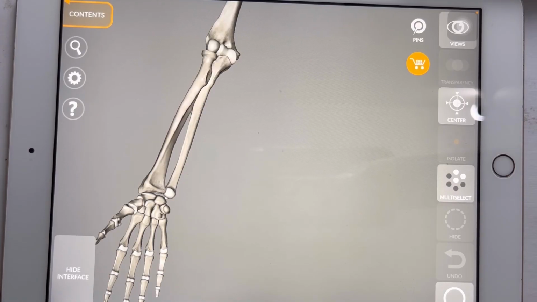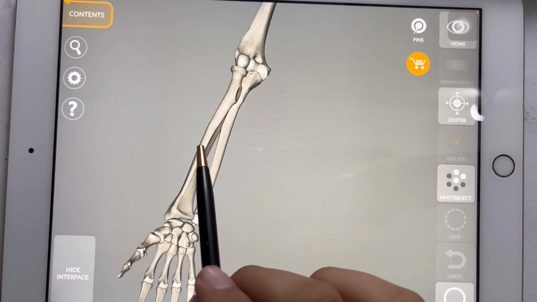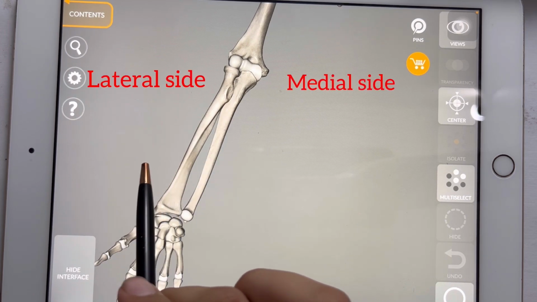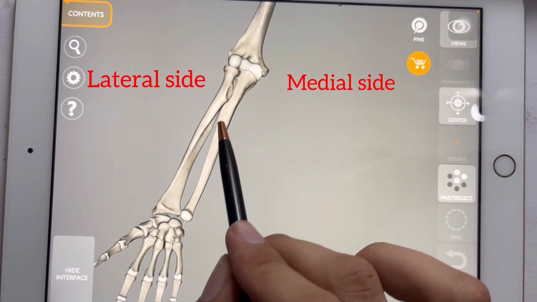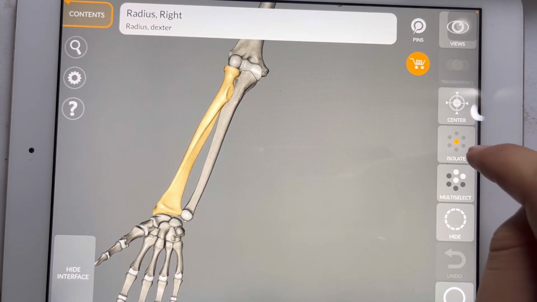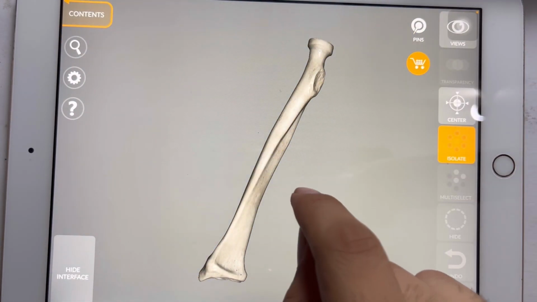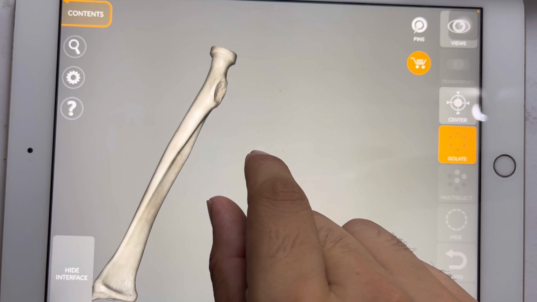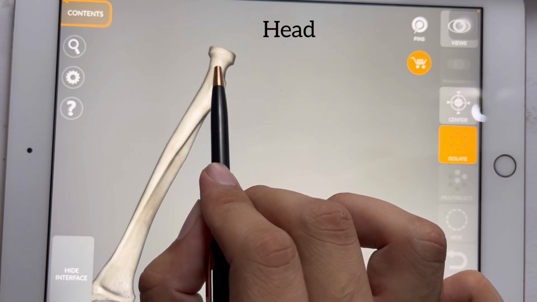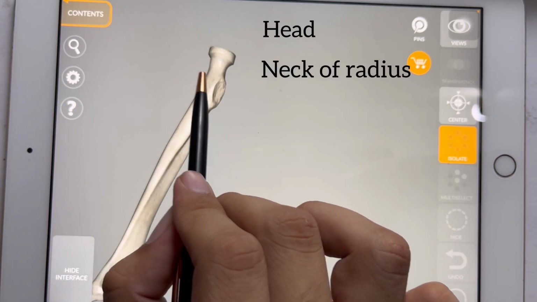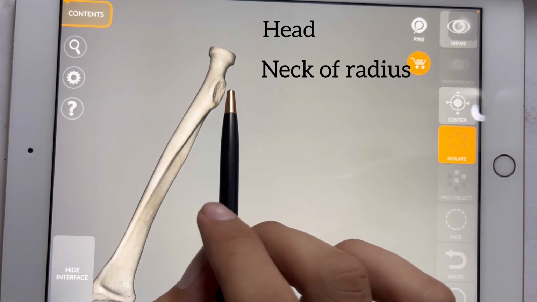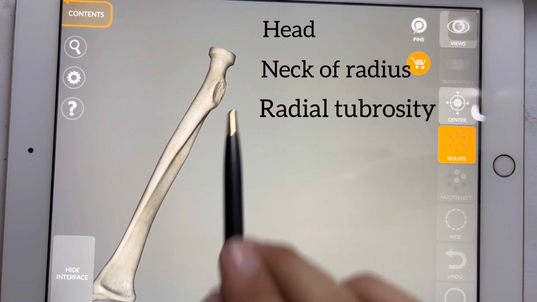Now student, moving toward the forearm region. Student, the forearm region has two bones, the radius bone and the ulnar bone. Student, the radius bone is present on the lateral side of the forearm, while the ulnar bone is present on the medial side of the forearm. Student, first we will discuss the osteology of the radius bone. The bony features of the radius bone are the head. This is the head, which is followed by the neck. This region is called the neck. Inferiorly to the neck, here we have a rough elevation which is called the radial tuberosity.